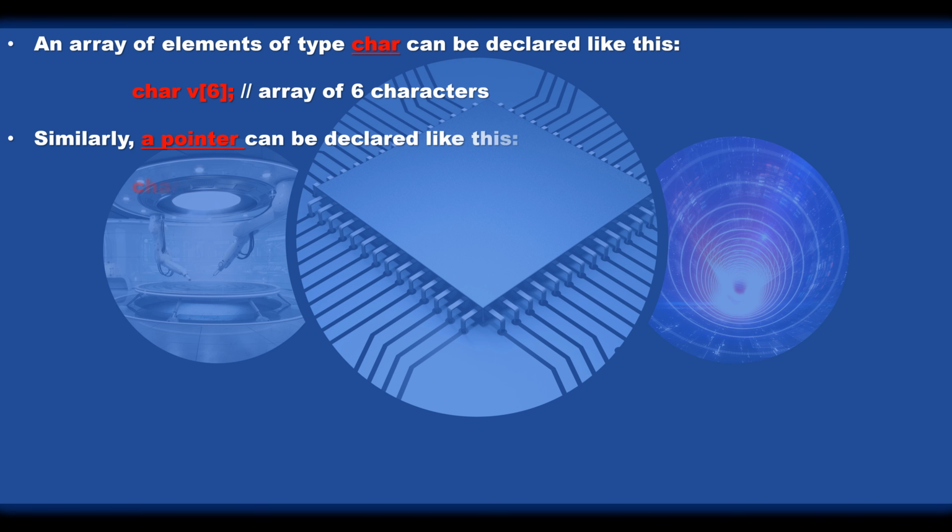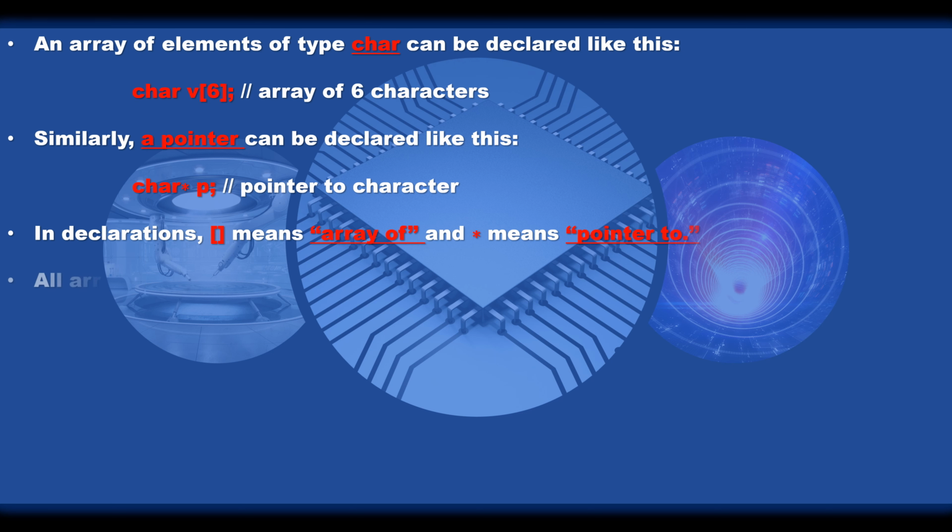Similarly, a pointer can be declared like this: char* p; // pointer to character. In declarations, square brackets mean "array of", and asterisk means "pointer to".